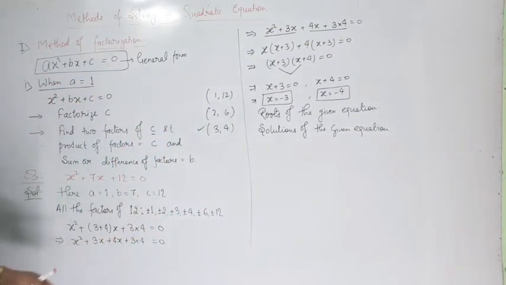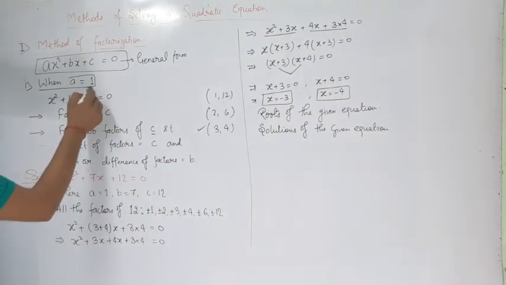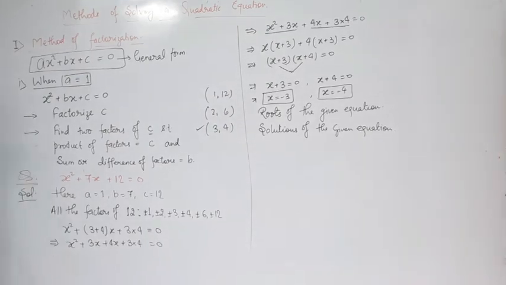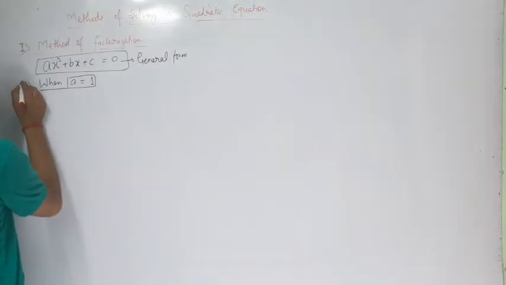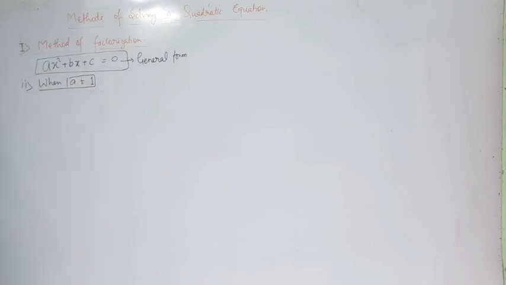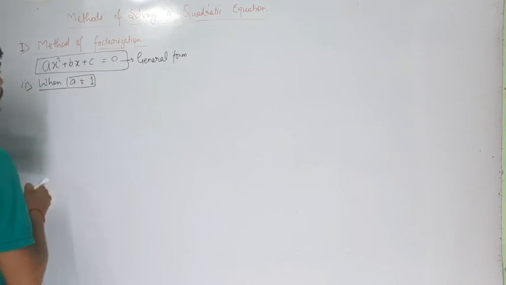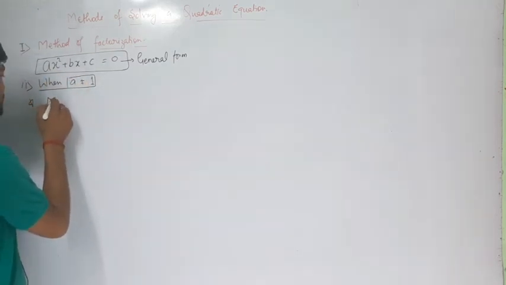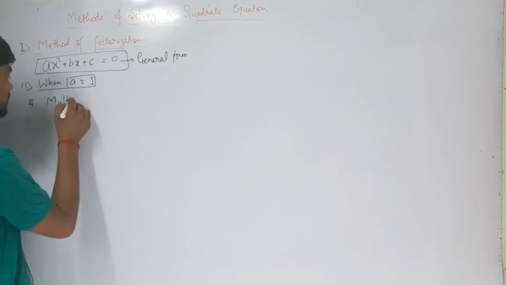So this is the example we saw when a was 1. Now we shall go for the next example when a is not equal to 1. I hope you might have taken the screenshot and I shall rub it, and next example I shall consider. Second condition, when a is not equal to 1, then what we shall do? So let us see. When a is not equal to 1, very first multiply a and c.